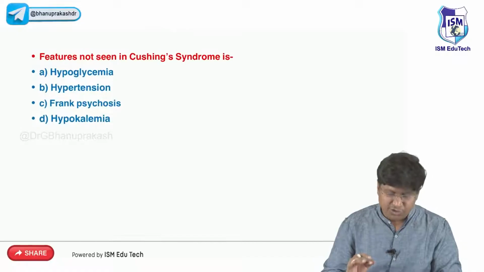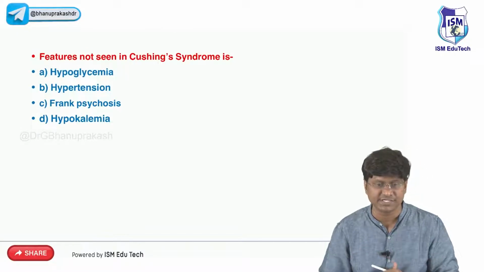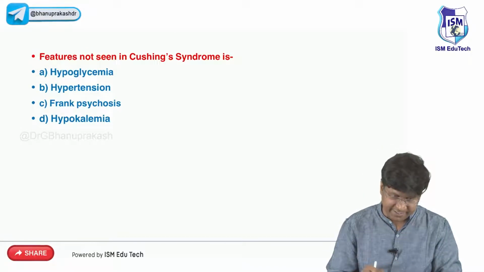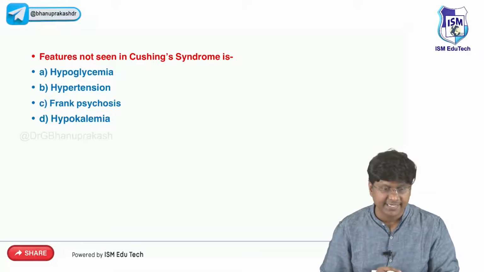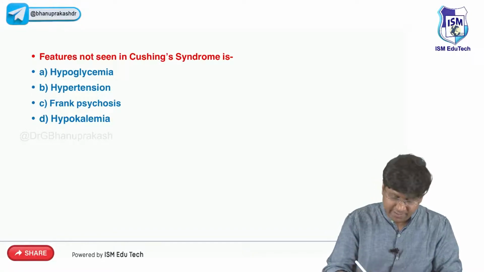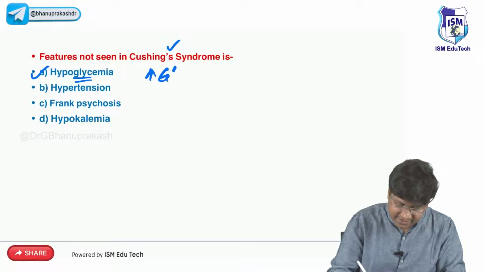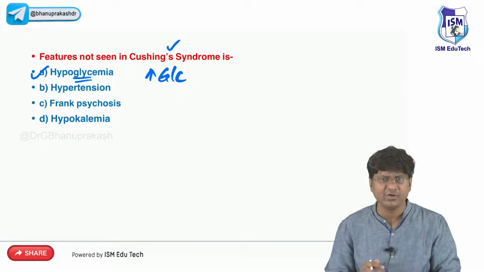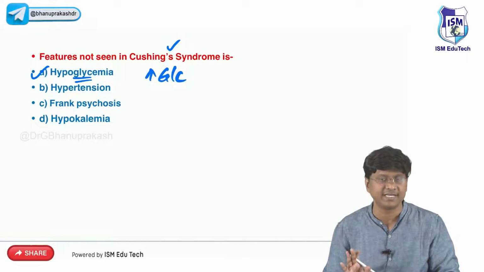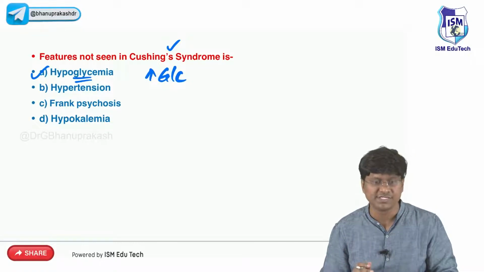Next, which of the following features is not seen in Cushing syndrome? Hypoglycemia, hypertension, frank psychosis, and hypokalemia. Let me tell you, in patients with Cushing syndrome, hypoglycemia will not be there. What they will have is hyperglycemia. The remaining, hypertension, psychosis, and hypokalemia, will be there in patients with Cushing syndrome.